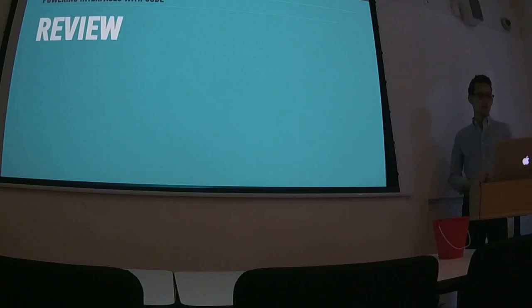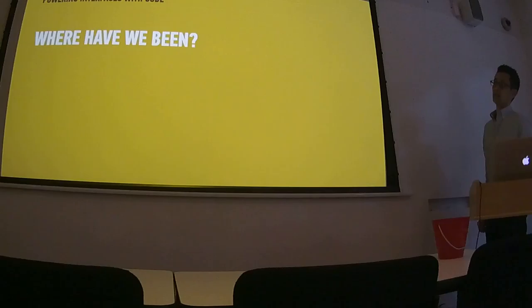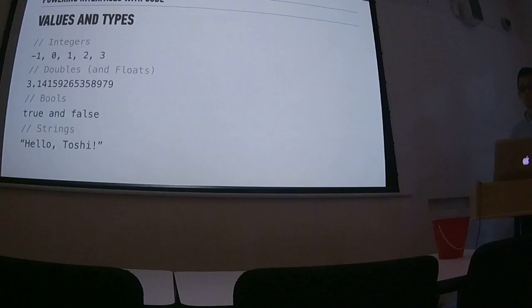First, we're going to review a little bit about where we've been. Where have we been? Where are we going? So, where we've been, values and types. This forms the foundation of everything that is Swift. We have four fundamental types that we talked about during that lesson: integers, doubles and floats, bools and strings. And so, in Swift, you have to be very aware all the time, as we know, what type we're dealing with when we're talking about a piece of information.